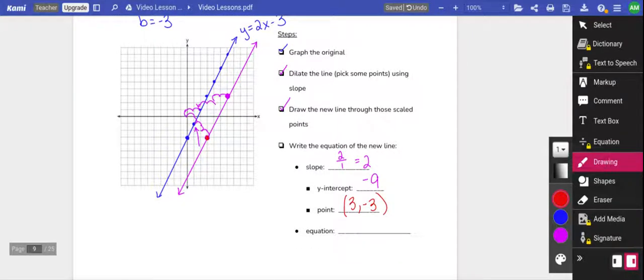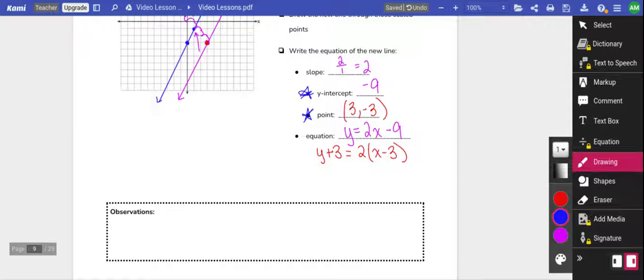And then, depending on what type of equation you want to write, you can write it. So, if I'm going to use y equals mx plus b, slope-intercept, I'm going to say that that's y equals 2x minus 9. If I wanted to use point slope, I could say it's y plus 3 equals 2 times (x minus 3). Both of those equations are correct. Just depends on which of these two here you use, which is why they're both indented.